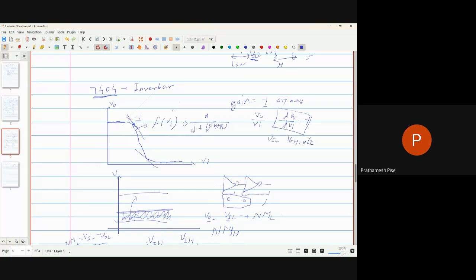So basically, what you have to do is take the derivative of the equation with respect to vi. Wherever the derivative, which is also the gain of the gate, is negative, those points are inverters, right? Got it.